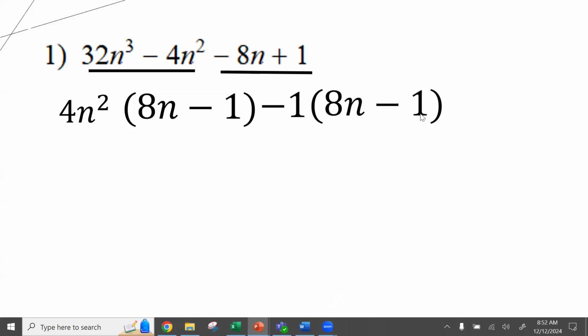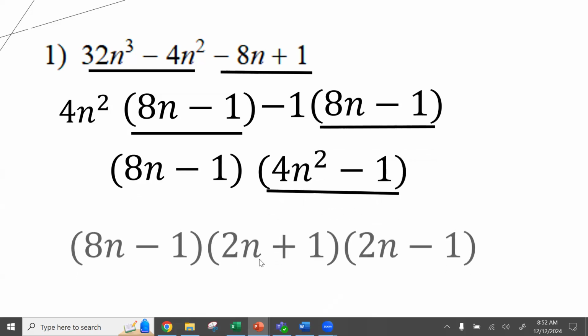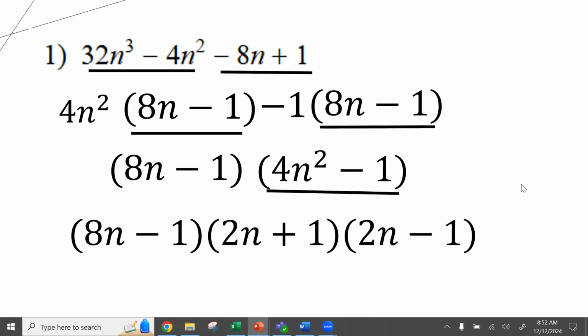I'm left with 8n minus 1, so that gives me 8n minus 1, and then 4n squared minus 1, which is definitely a difference of perfect squares. So then it factors to give you 2n plus 1, 2n minus 1. Final answer.